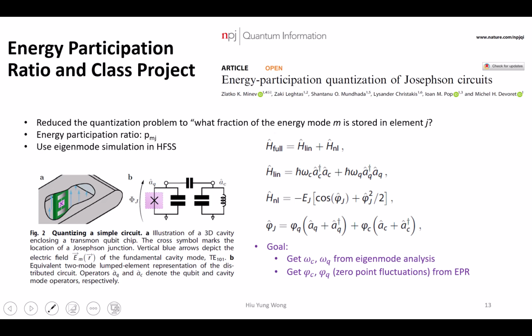So if you're given a circuit, however complicated it is, it's not applicable to everything, however, but most of the circuits, we just want to find out what is the energy stored in a particular element. Because from there, then you can predict many important quantities. And to find out how much energy is stored in different elements becomes a classical problem. You can just use HFSS to do the simulation. And that's what you are doing for part 1, right? The energy participation ratio is P_MJ.